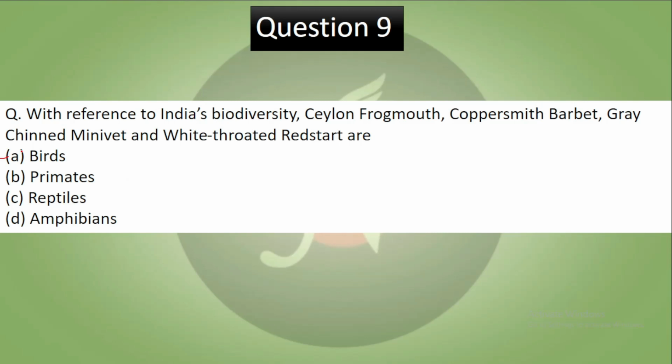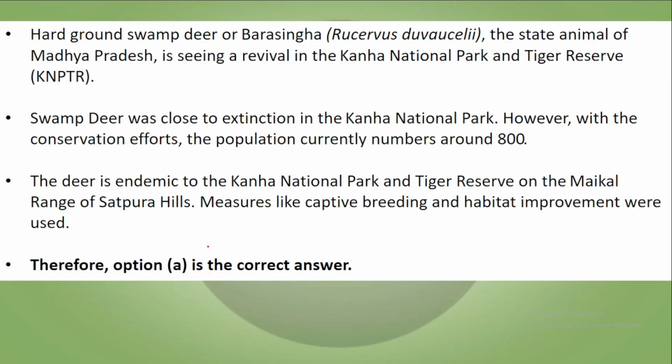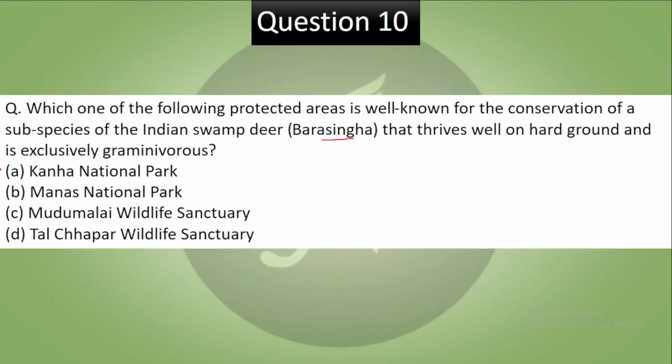Correct answer was A. Which one of the following protected areas is well known for conservation of a subspecies of Indian swamp deer, which is also known as Barasingha, that thrives well on hard ground and is exclusively graminivorous? Kanha National Park, Manas, Mudumalai, Tal Chhapar Wildlife Sanctuary. Pause the video, try to answer. Now let's see the answer. So your correct answer to this is A, Kanha.